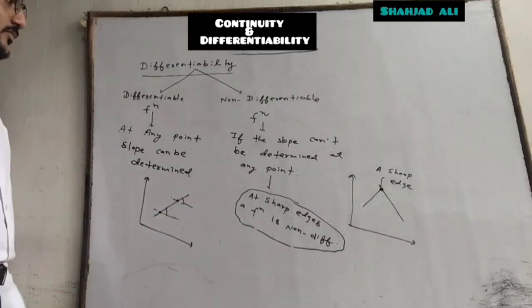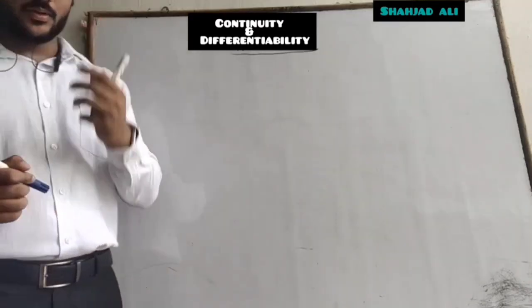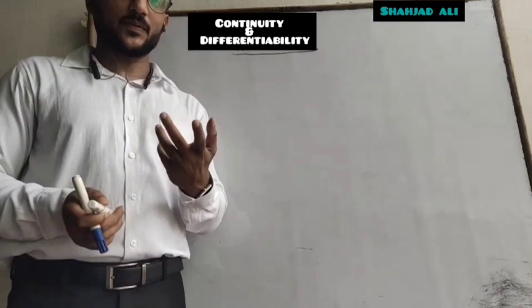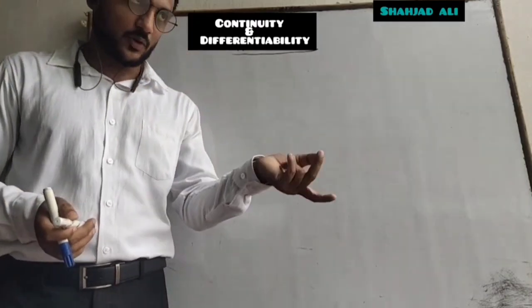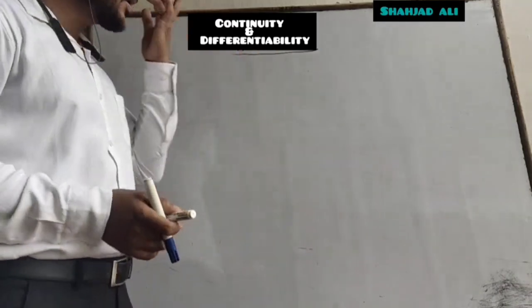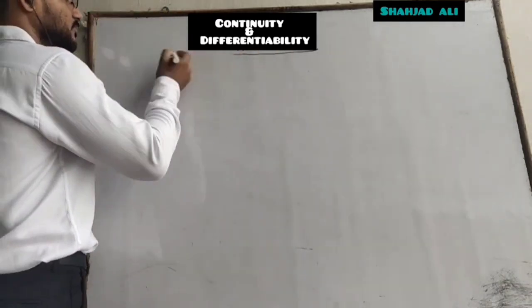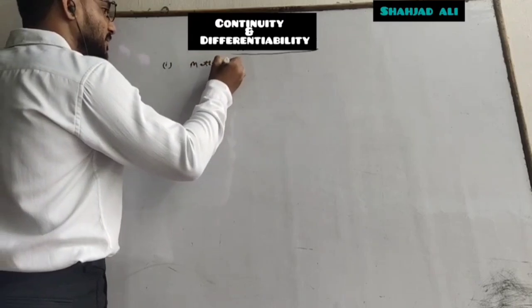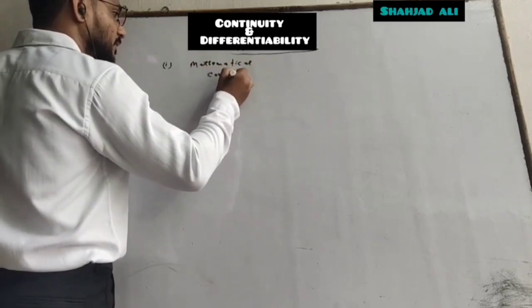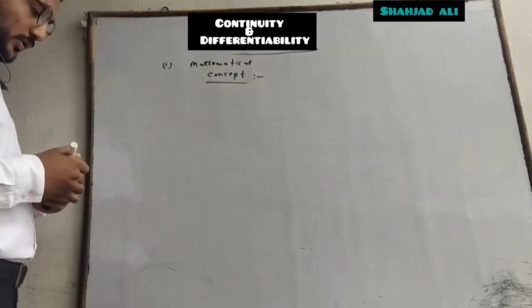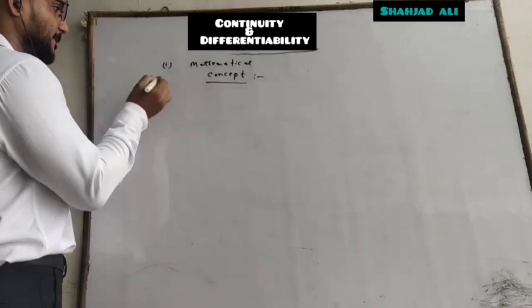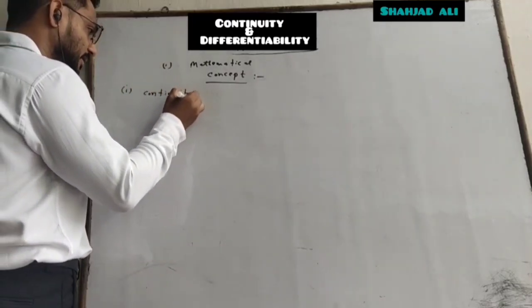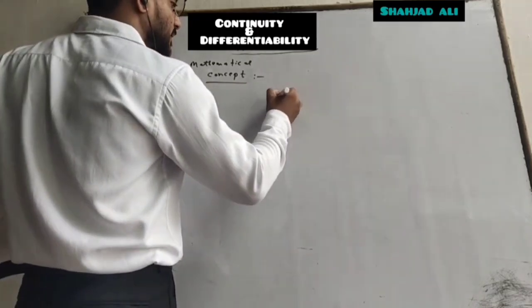That's it. Now we want to discuss two different approaches. One is the mathematical, conceptual approach. The second one is the graphical approach. So firstly we can cover the mathematical concept of both, firstly continuity and then differentiability.